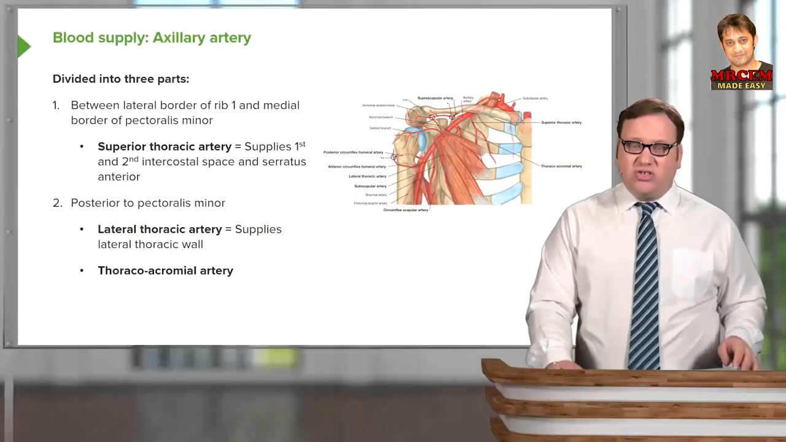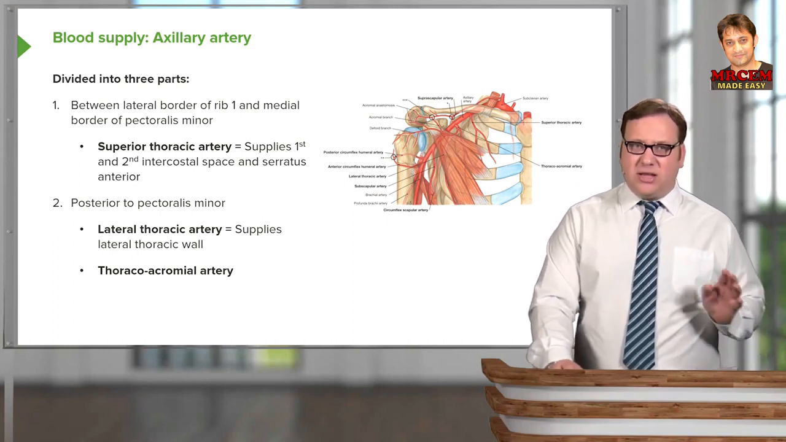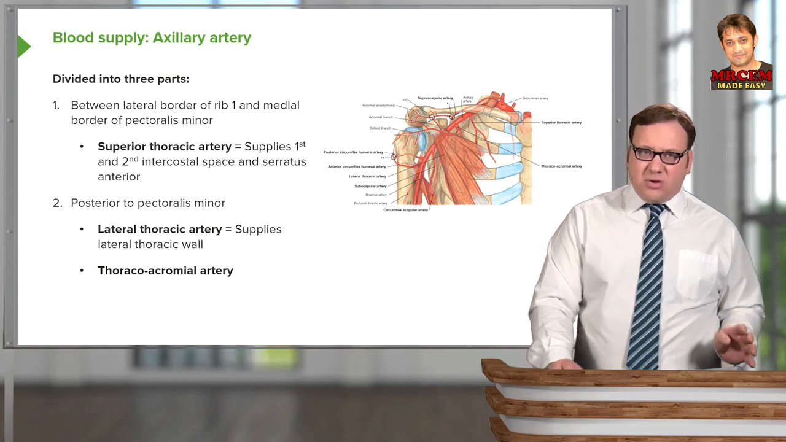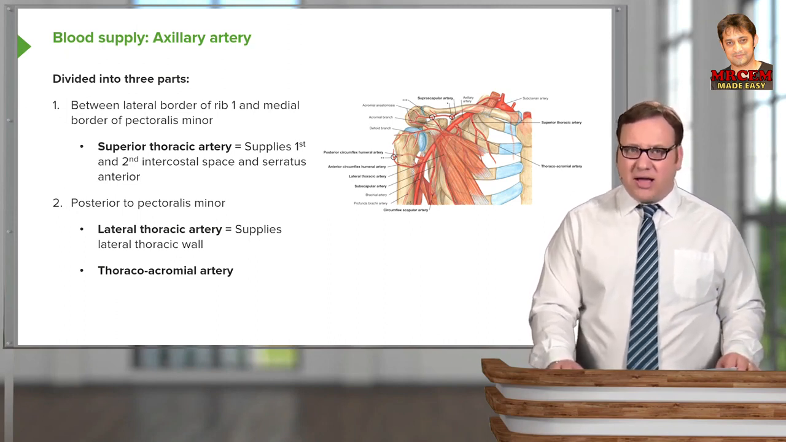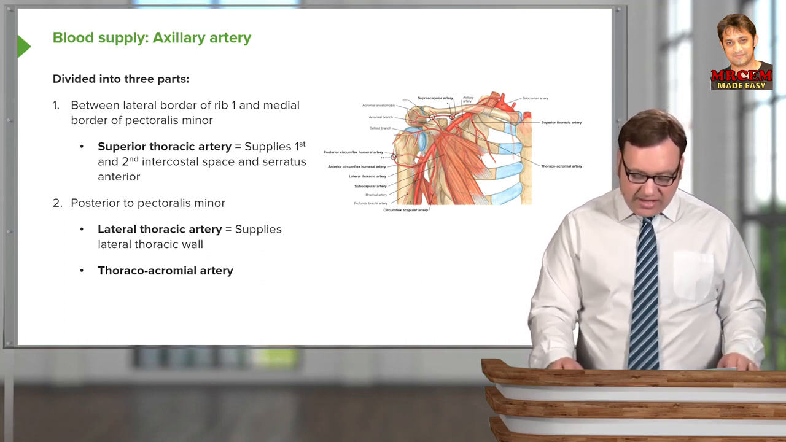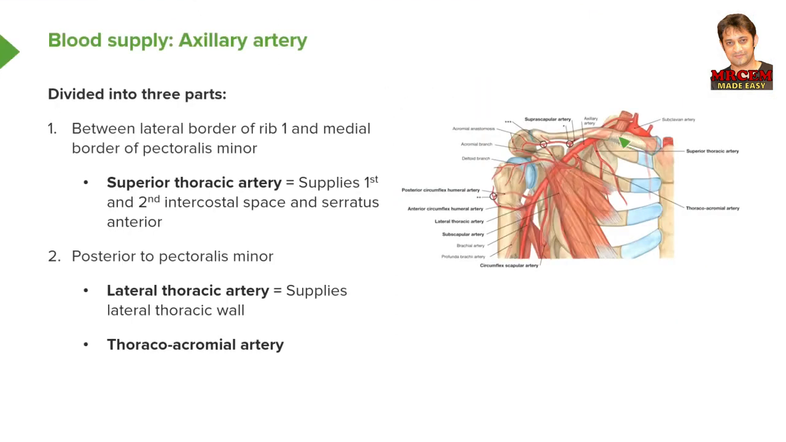So, the axillary artery can be divided into three parts. Between the lateral border of the rib 1 and the medial border of pectoralis minor, we have the first part. And coming away from the first part is the superior thoracic artery. So here we can see the lateral border of rib 1, and the medial border of pectoralis minor, we have the first part of the axillary artery.